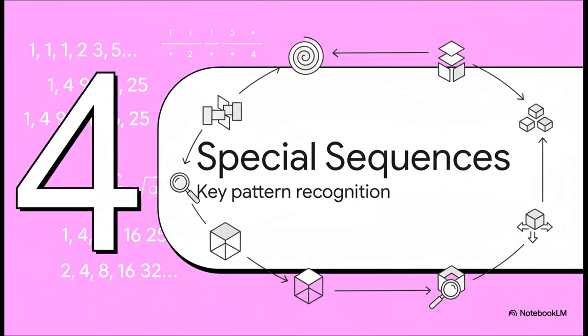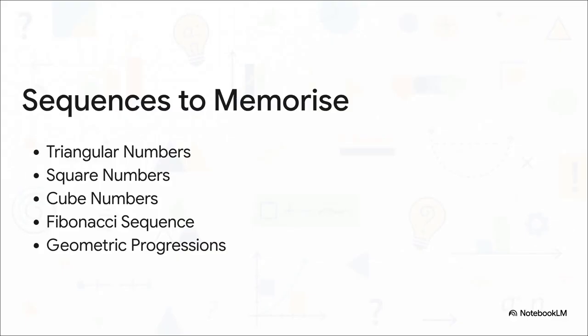Phew. All right, let's switch gears. Enough of that heavy calculation. This final section is all about recognition. It's about spotting patterns. There are a few famous sequences that you just need to learn by sight. Honestly, these can be some of the easiest marks you'll get in the entire exam. Here are the big 5 you need to lock into your memory: triangular numbers, square numbers, cube numbers, the Fibonacci sequence, and geometric progressions.